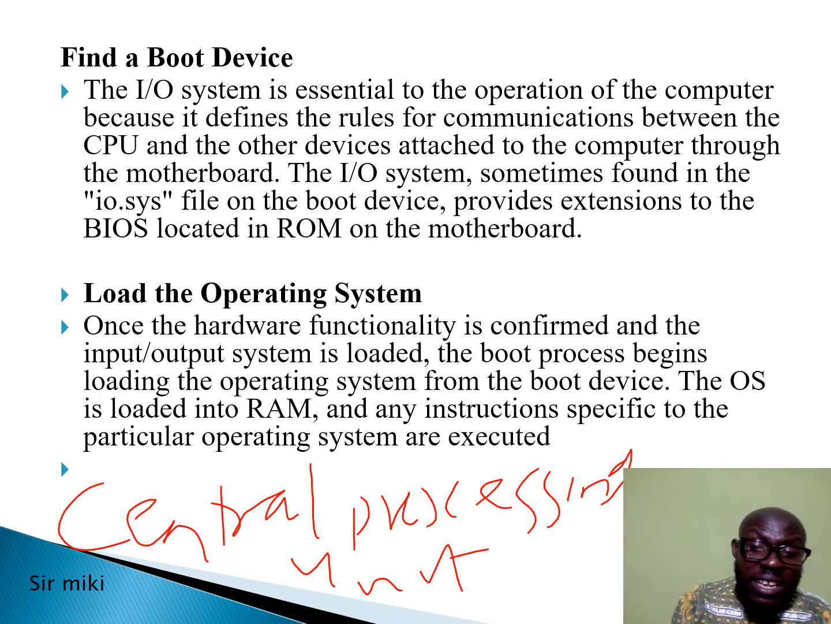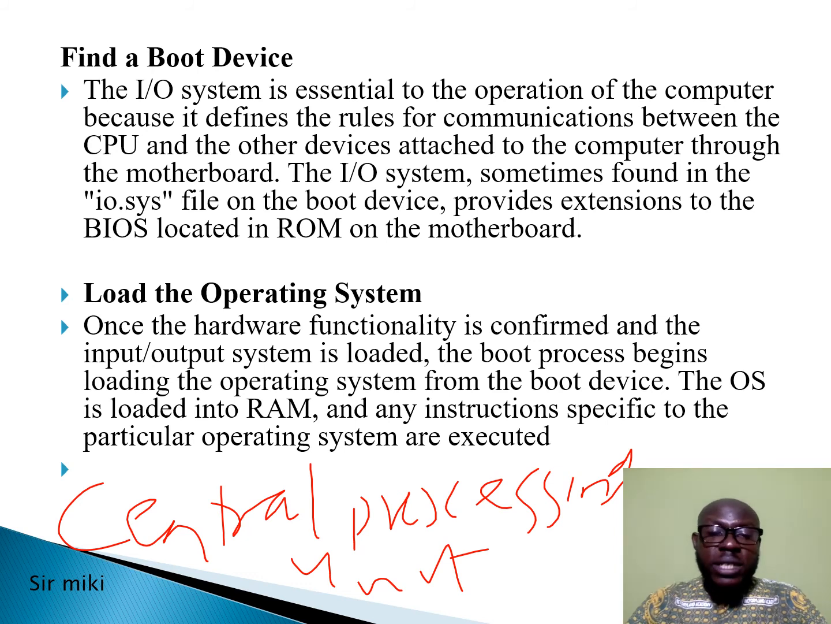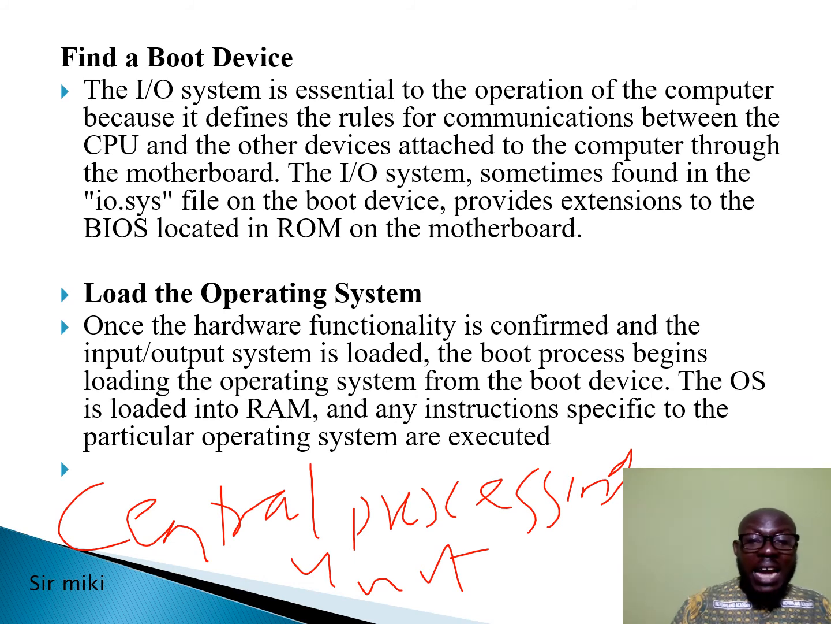Good. Now, after a device is found with the operating system, don't forget that when the device is known, it is the content of the device that we are going to use, not the device itself. The device carries the content. After getting the device, we load the operating system. So once the hardware functionality is confirmed and the input-output system is loaded, the boot process begins loading the operating system from the boot device. Good. I hope you are following. So after getting our device, the operating system is being loaded, and the boot process places it in the memory.